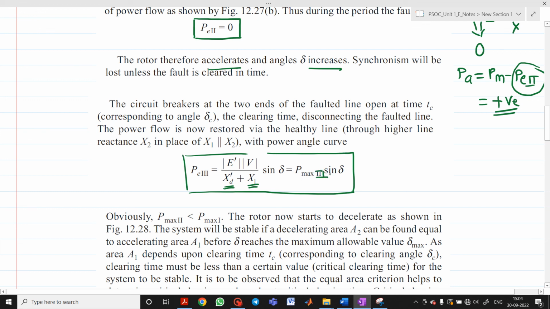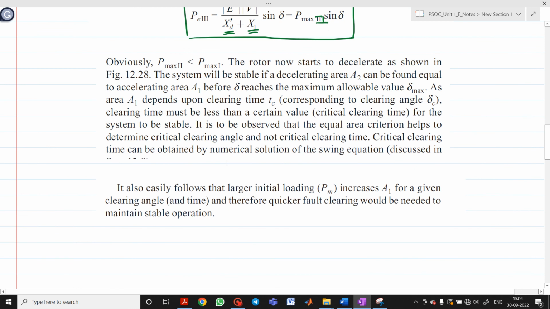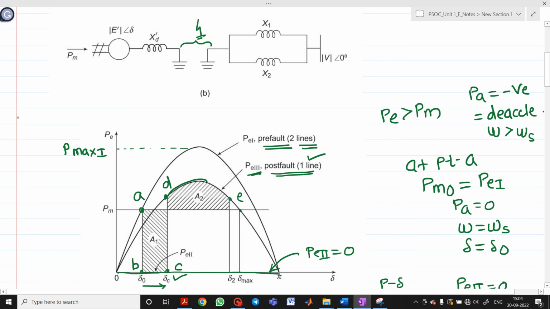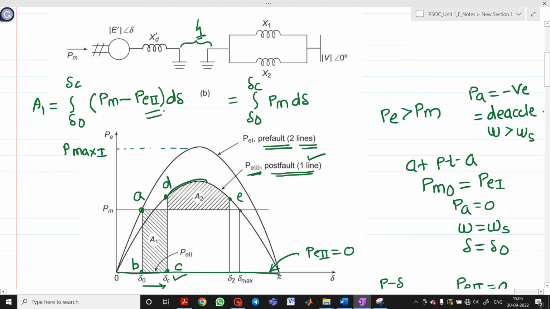So now we have to write equations for area A1 and area A2. How can we write an expression for area A1 and area A2? I will write it directly, these expressions here only, so that it will be easy for us. Area A1 will be equal to, limit is what? Delta 0 to delta C. What is the upper limit? PM. What is the lower limit? PE2, because PE2 here is 0. So therefore you can write it as integration from delta 0 to delta C of PM into d delta, because this PE2 will be equal to 0.